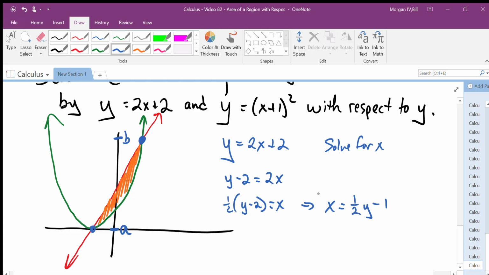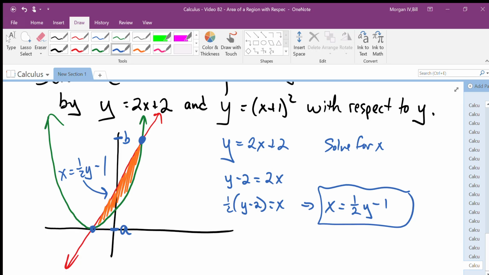Okay, so there's the first one. And you want to keep them straight because y equals 2x plus 2 is the line. Right? This turned into x equals 1/2 y minus 1. That's still the line. But it was the top function, but now we're doing left and right functions, right? And in terms of left and right functions, the green curve is the right function, the red line is the left function. So the 1/2 y minus 1 turns out to be the left function. Okay, let's do the next one.